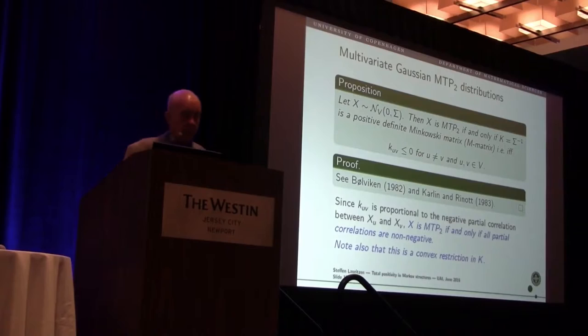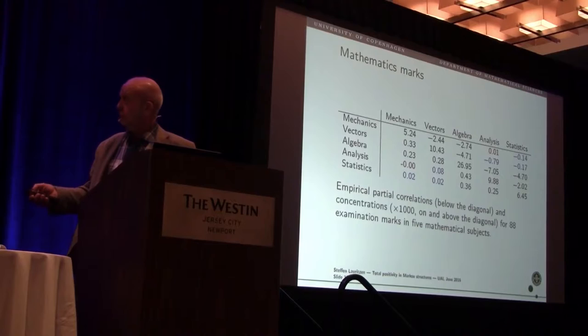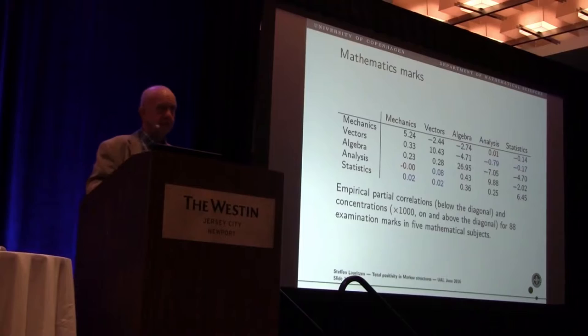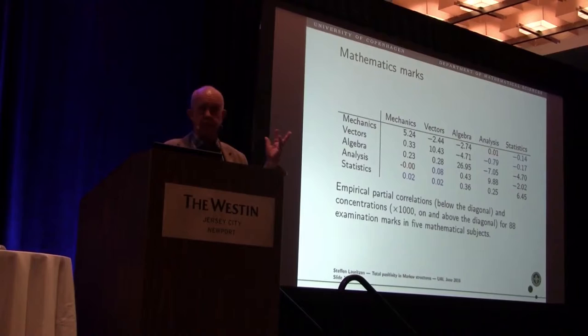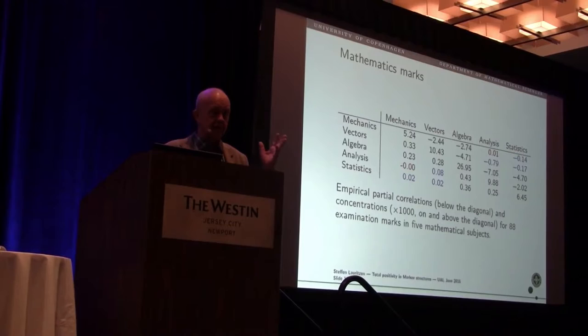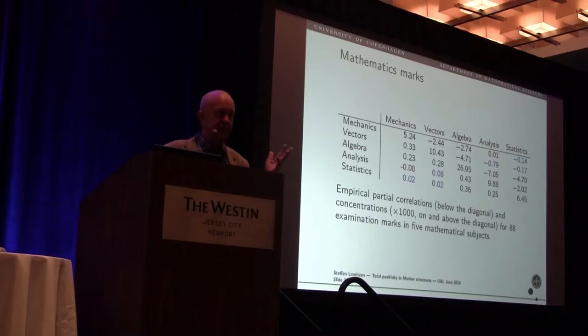Let's just see what happens. This is the mathematics marks data, a standard graphical model example in multivariate statistics. I'm showing you because it's an obvious MTP2 situation. You're measuring marks for five mathematical subjects for all the kids. This was collected by a teacher there. So we have five mathematical subjects, and you have the marks out of 100.